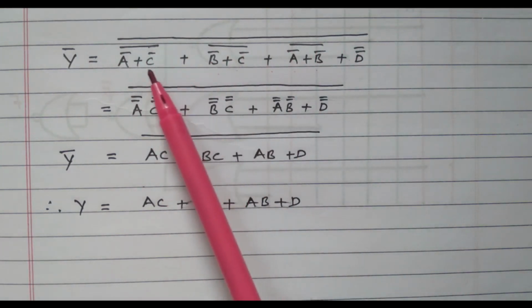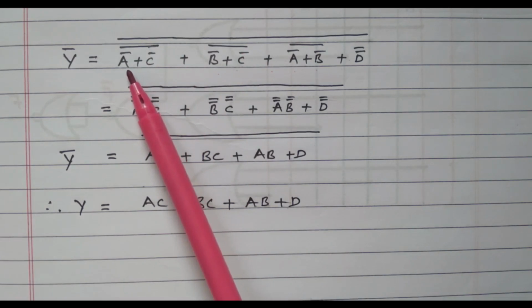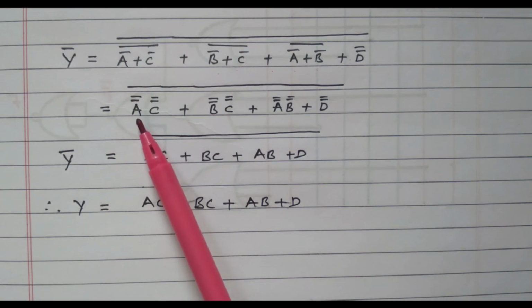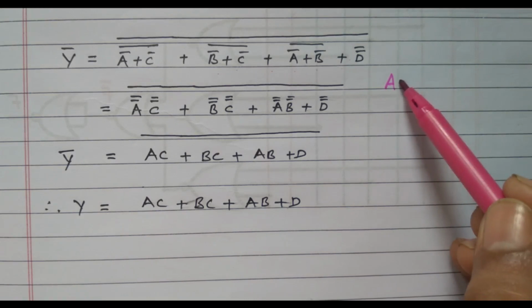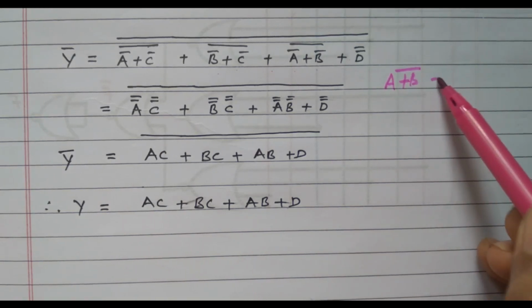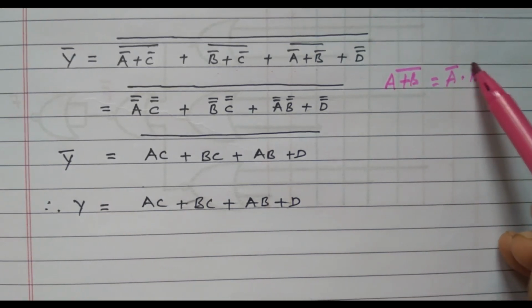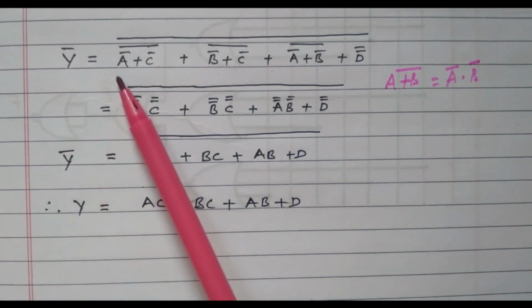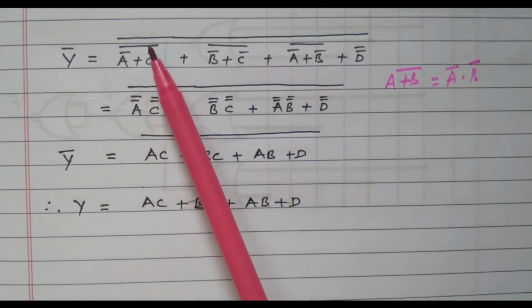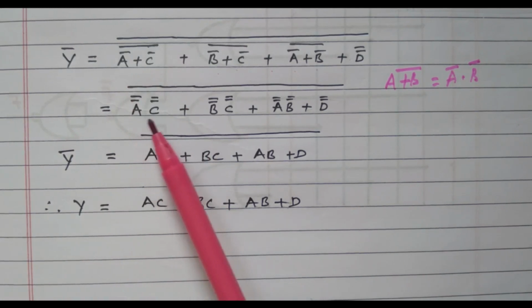Now we can apply De Morgan's theorem. (A plus B) the whole bar equals A bar dot B bar, right? So based on that, (A bar plus C bar) the whole bar is nothing but A double bar into C double bar. Already one bar is there, and from De Morgan's theorem we got one more bar. So A double bar into C double bar.